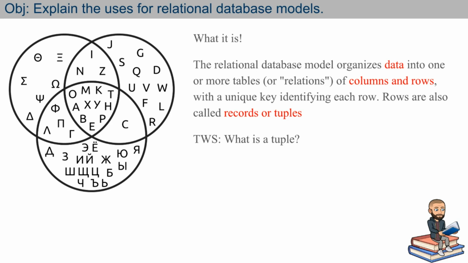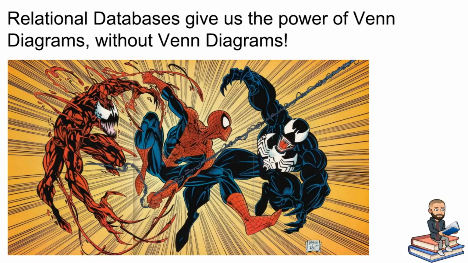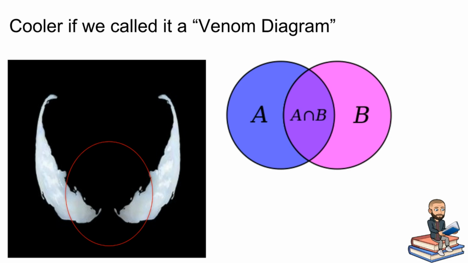A little bit of a summary of the definition of a relational database model is just the idea that these are basically like Venn diagrams, or I should say they give us the power of Venn diagrams without Venn diagrams. Teachers are famous for loving Venn diagrams. I wish they were called something cooler, like a Venom diagram.